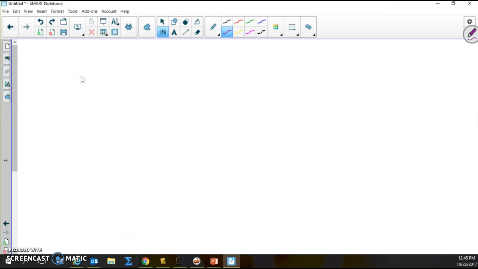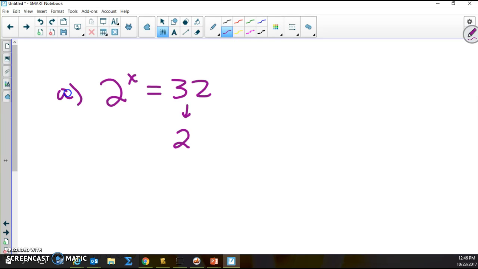Example 1 says solving simple exponential and log function equations. It goes through several examples, A through H. We want to look at something like part A. It's saying 2 to the x power is 32. We can change the base, or change the value 32 to the exponential form: 2 to the 5th power is 32. So 2 to the x, remember in our properties, 2 to the x equals 2 to the y if x equals y. So in this case, x has to equal 5.